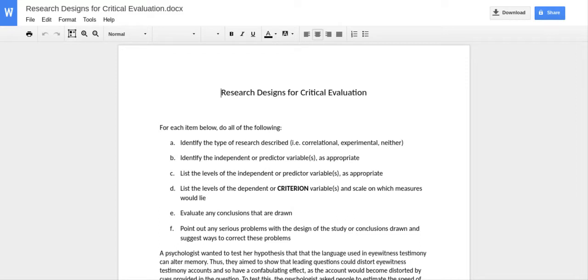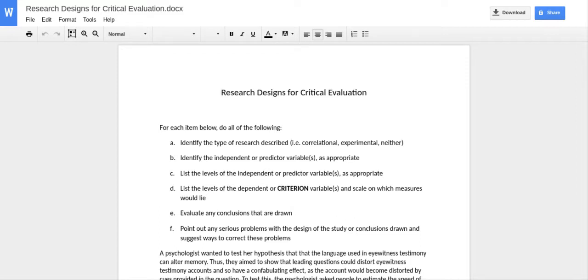A says identify the type of research described, whether it's correlational, which of course is an association claim. Is it experimental, a causal claim, or is it neither? Or maybe we don't have enough information. It should be one of them. B, identify if it is correlational. Remember that the key words are correlation is 2 measured variables. So they would be the predictor variable and the criterion variable.